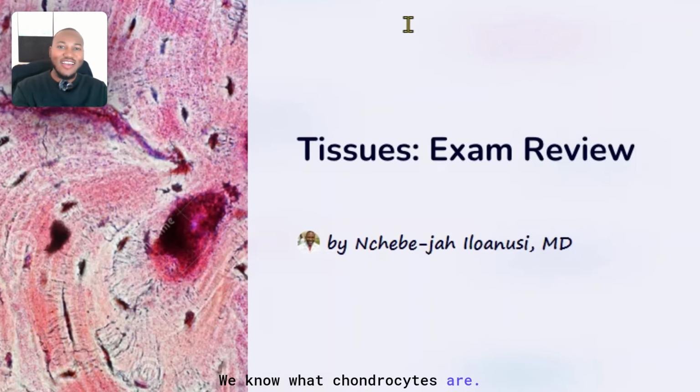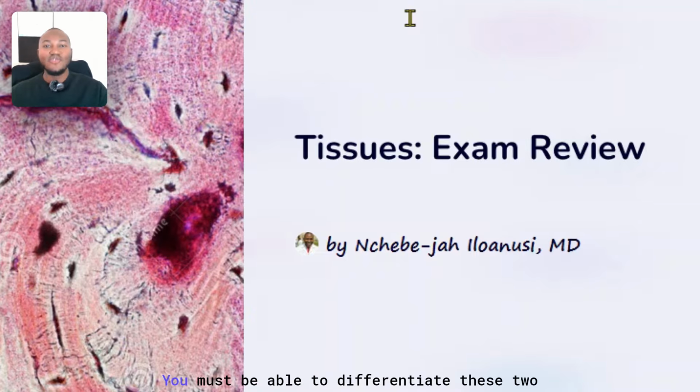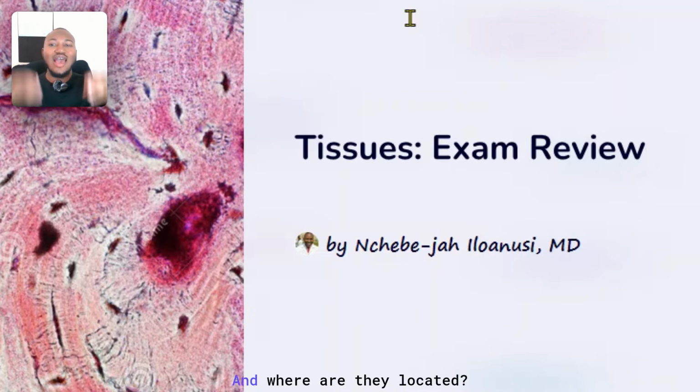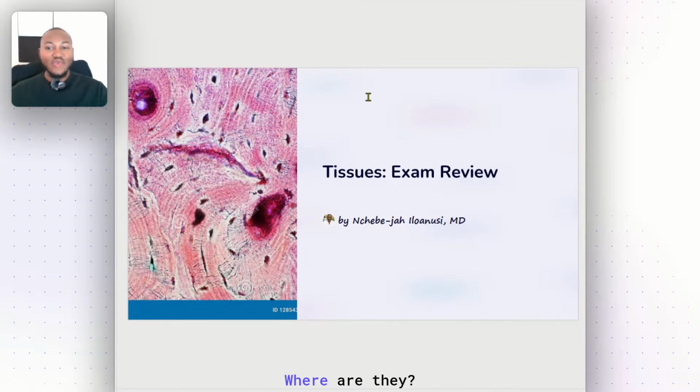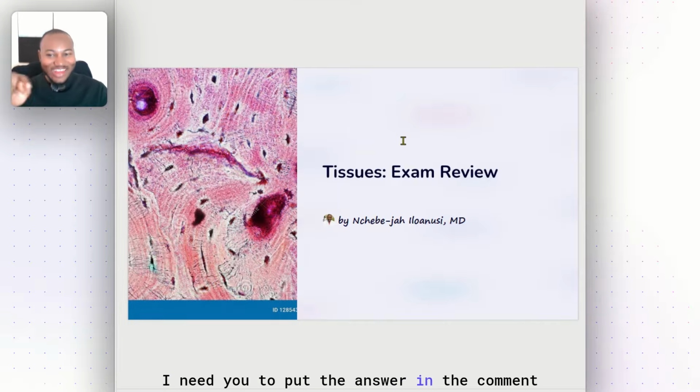Okay, now another question is asking, where are chondrocytes and osteocytes located? We know what chondrocytes are. We know what osteocytes are. You must be able to differentiate these two things, and where are they located? Then you see options like in the cartilage, in bone, in muscle, in lacuna, in plasma. Can you guess the answer? Please put the answer in the comment section.